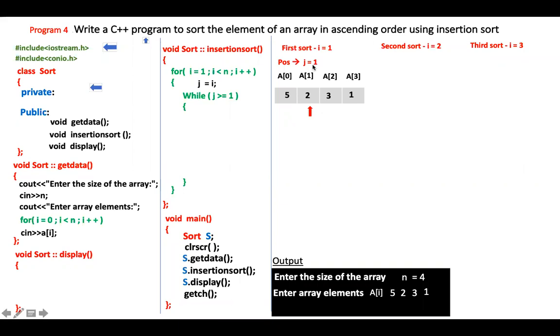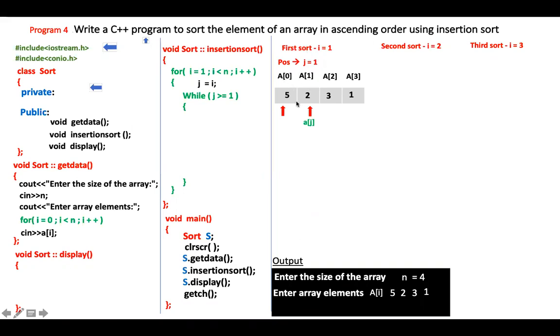So since my j value was 1, as I told you, it will point to this location and the previous location. So this location will be called a of j, and the first location will be a of j minus 1. See, j value is 1.